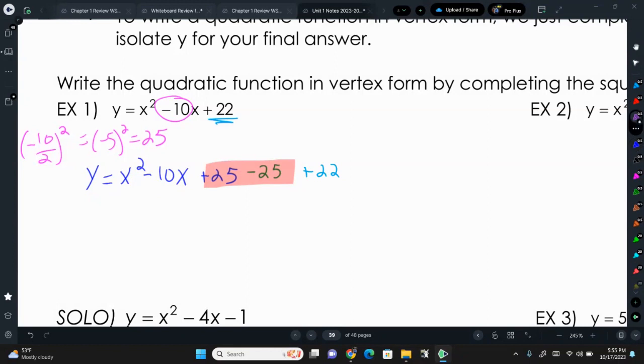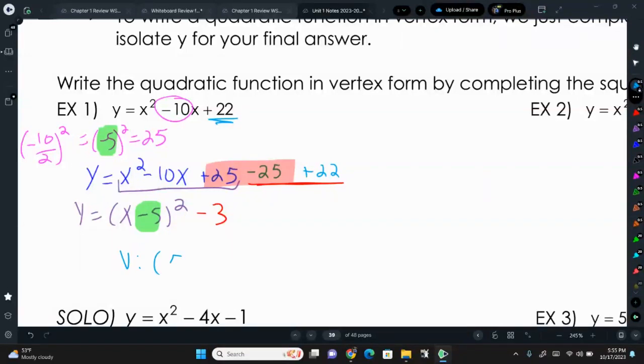And then remember, we had this plus 22 right here. All right, so now I'm going to factor this. And remember, that's going to factor to x minus 5 squared. Because of this negative 5 we got up here, it's going to be minus 5 down here. And then we can combine our like terms here. This negative 25 plus 22 is negative 3. So our quadratic is y equals x minus 5 squared minus 3, making our vertex positive 5 comma negative 3.